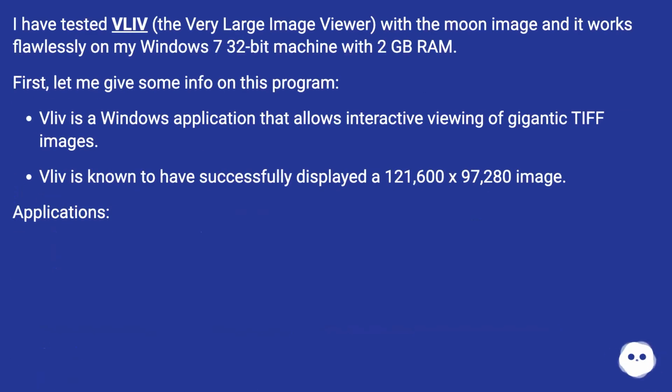I have tested Live, the very large image viewer, with the moon image, and it works flawlessly on my Windows 7 32-bit machine with 2 GB RAM. First, let me give some info on this program. Live is a Windows application that allows interactive viewing of gigantic TIFF images. Live is known to have successfully displayed a 121,600 x 97,280 image.